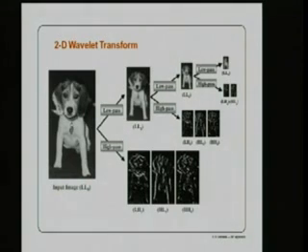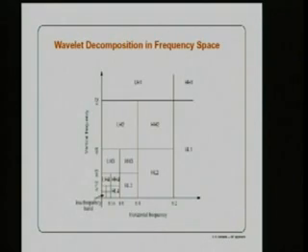And this process can be repeated on the low-pass image. So as a result, we end up with edge information at various scales of the image. So this is our tool for analysis.